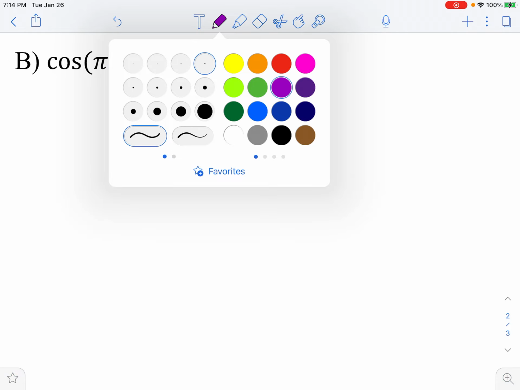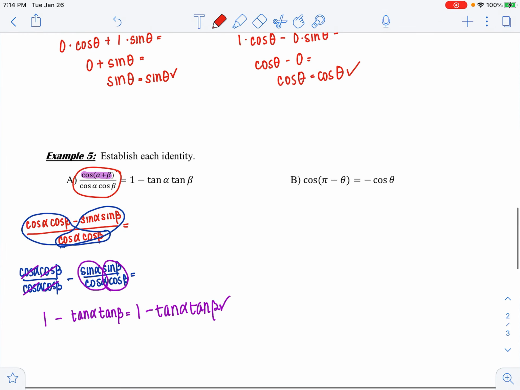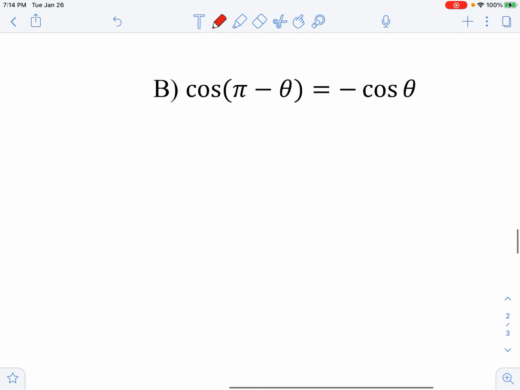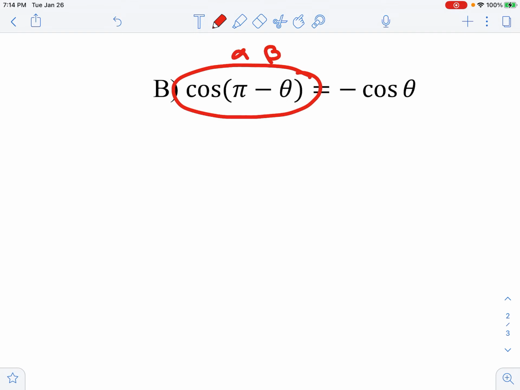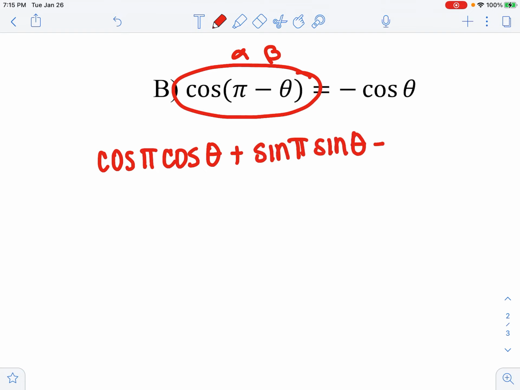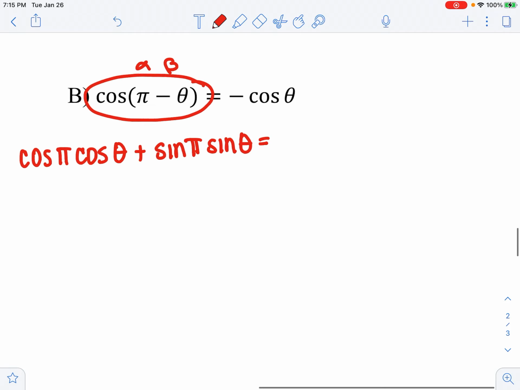Okay, why don't you go ahead and pause the video and try this one. Now this is not verify it's true; it's establish the identity, because this is pi and it's not 90 or pi over 2. So this we don't have memorized. This is alpha, this is beta. Cosine goes cosine, cosine, sine, sine, change the sign. So cosine of pi, cosine of theta, change the sign, sine of pi, sine of theta.